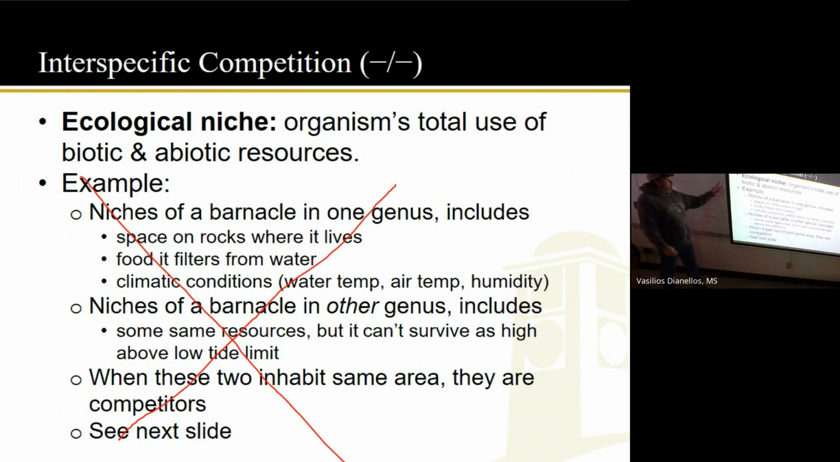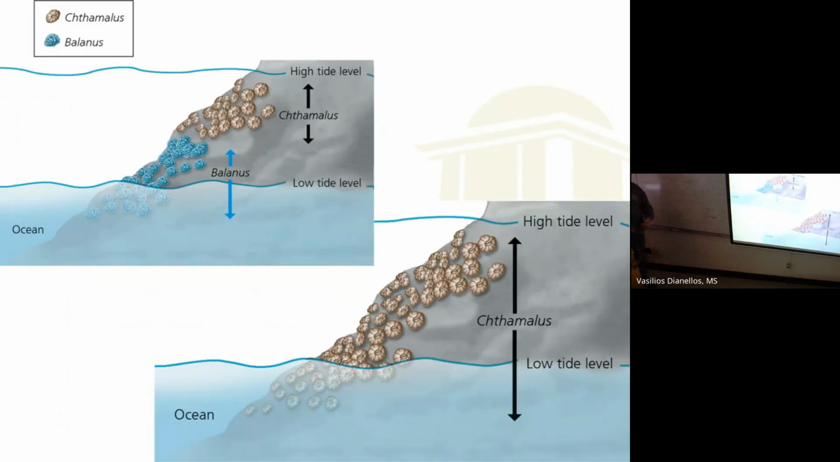So when these two genuses of barnacles are in the same area, they are then going through interspecific competition. The reason they are is because, again, their niches are very similar. They have an overlapping niche, meaning they need some of the same stuff. They need the same place to live. They need the same food, right? So when they're together, again, you can see here they're competing.